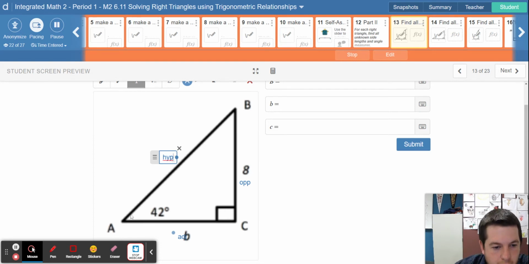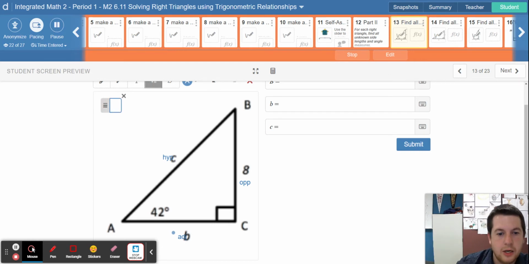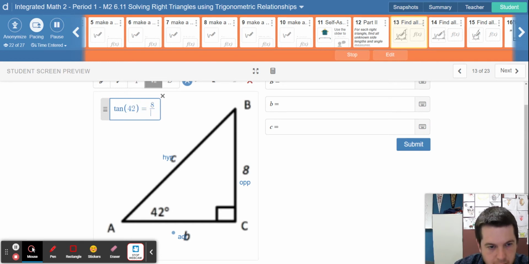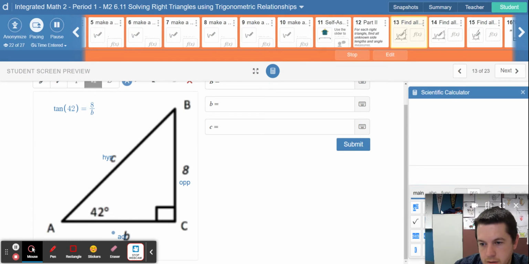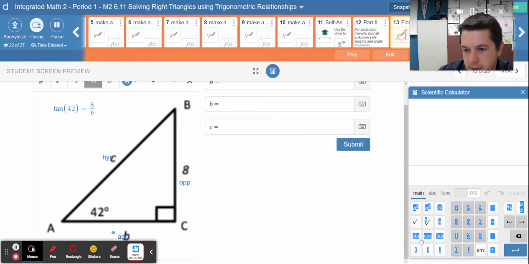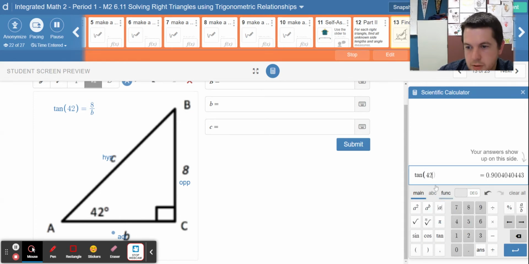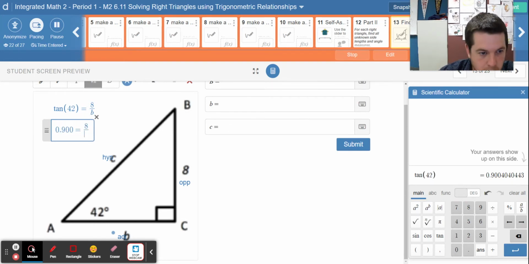So to get my adjacent side here, I'm going to write a trig ratio. I want to know my adjacent, I have my opposite, so that would be the tangent of 42 is equal to the opposite divided by my adjacent, which is b. And so to calculate my value of b, I go to my calculator. I type in tangent of 42, and now I know that 0.900 will equal 8 over b.